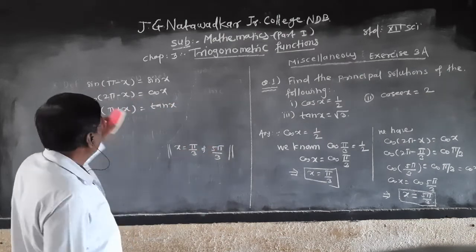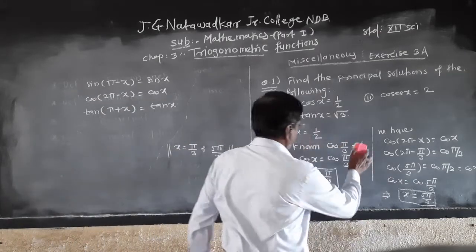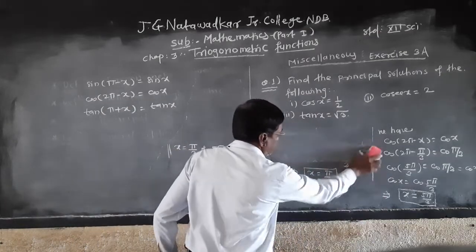Now the second example that is given here: cosec x is equal to 2. Okay, I will take this second example.